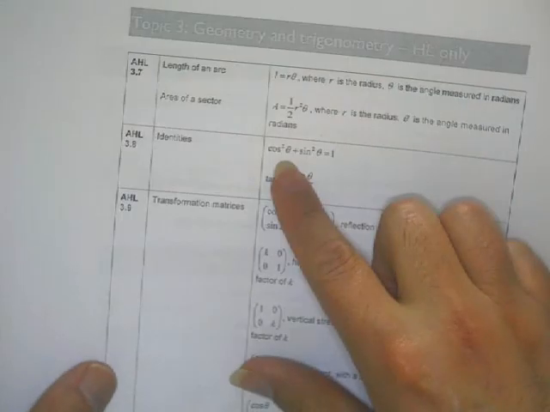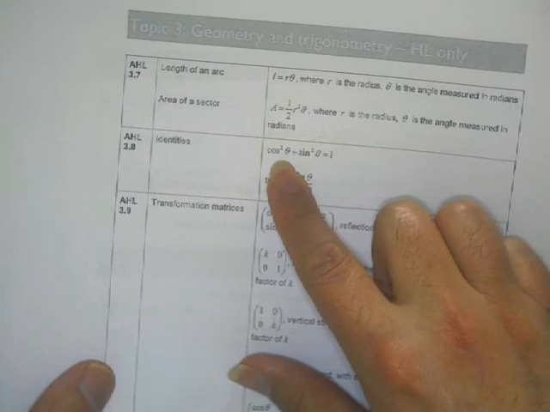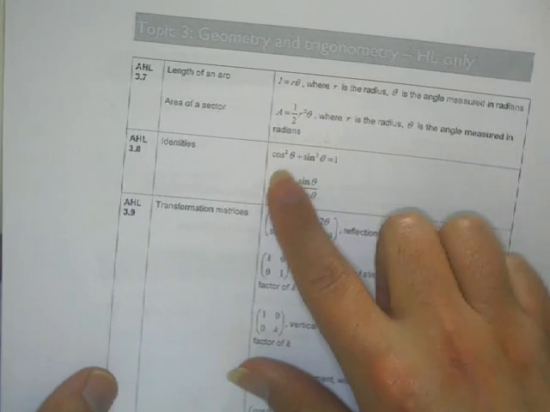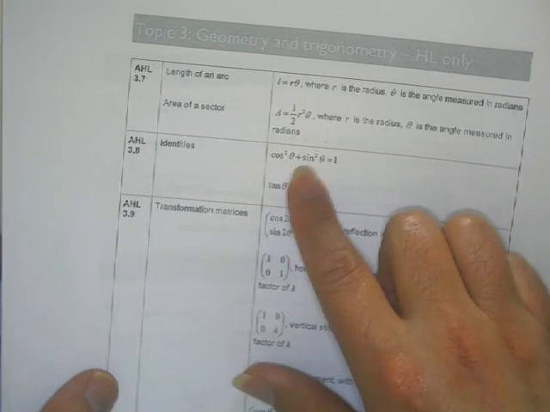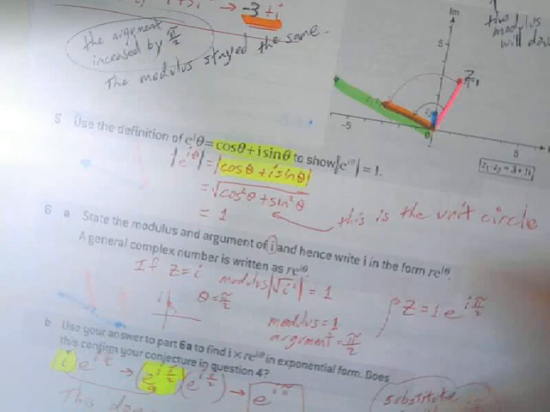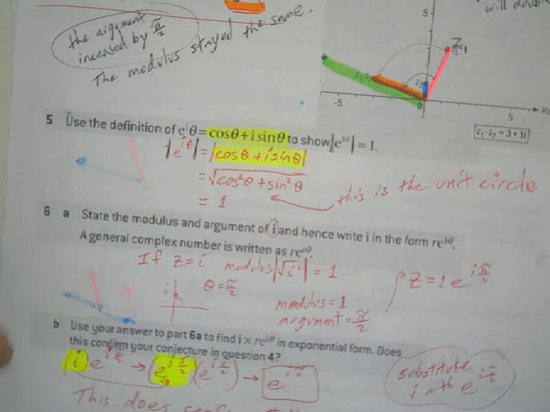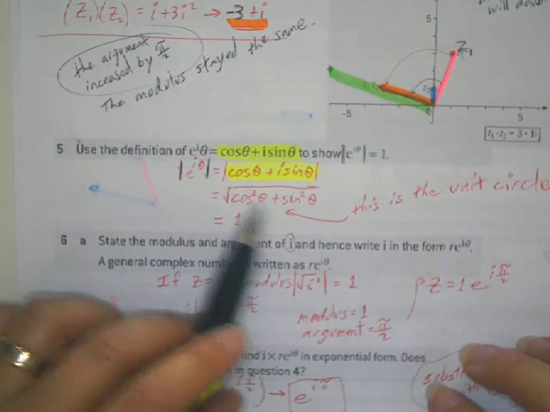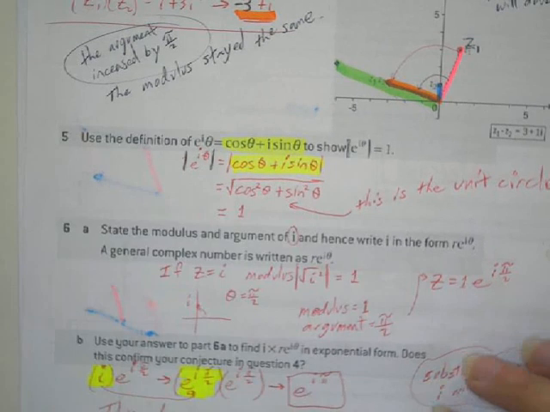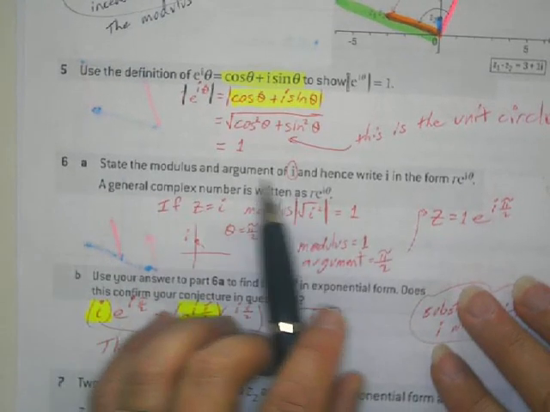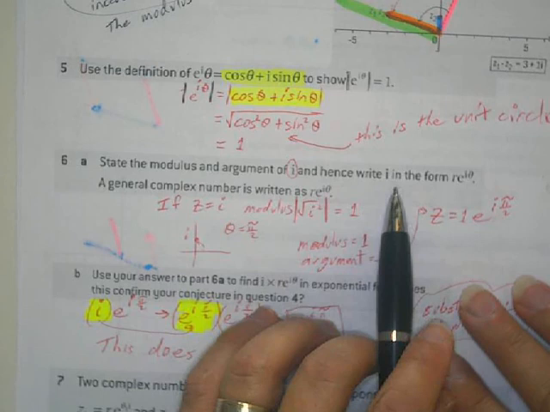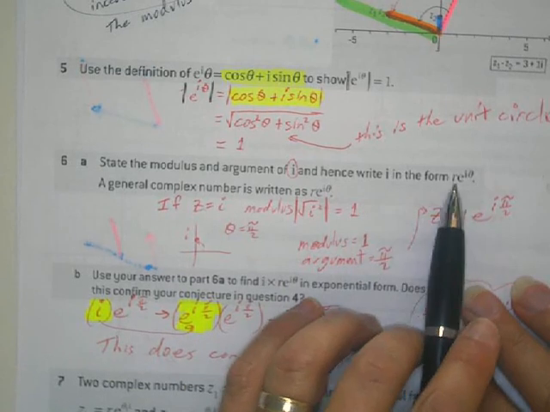Okay. So it's important. You don't have to memorize this. You can just remember that cosine squared theta plus sine squared theta is equal to 1, and hence we've just shown this. And you might remember that from the unit circle, where the radius is always going to be 1. Okay.